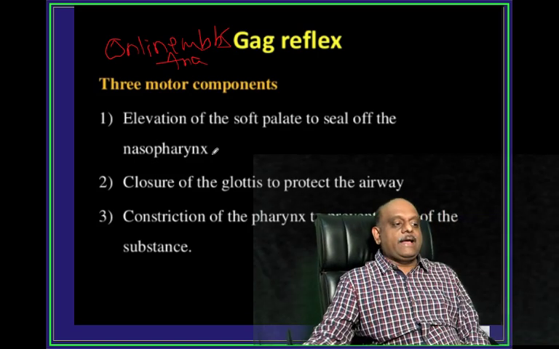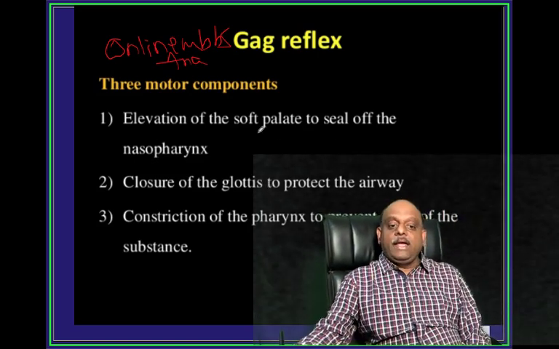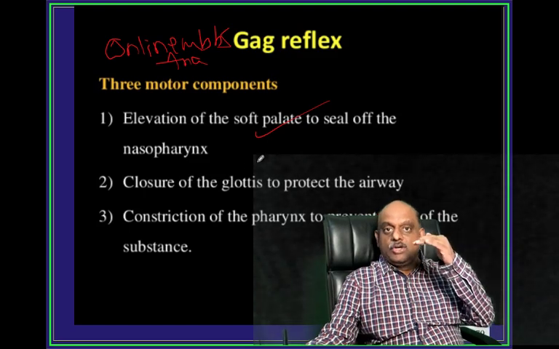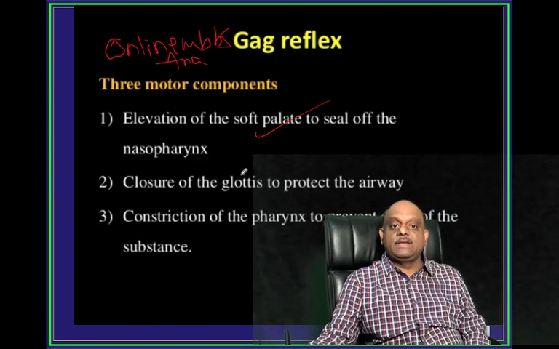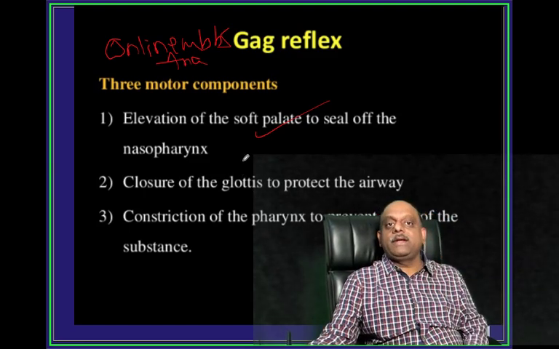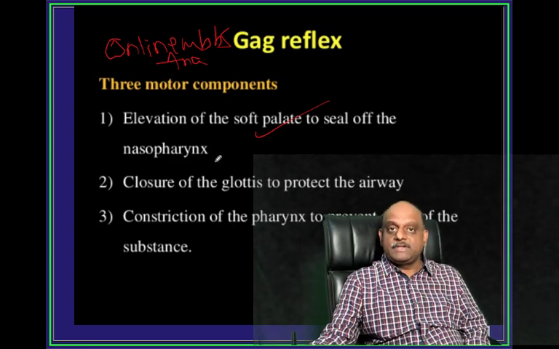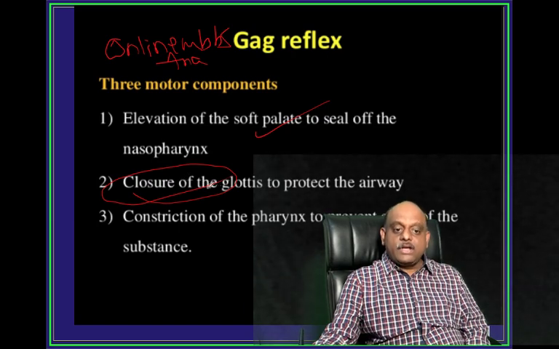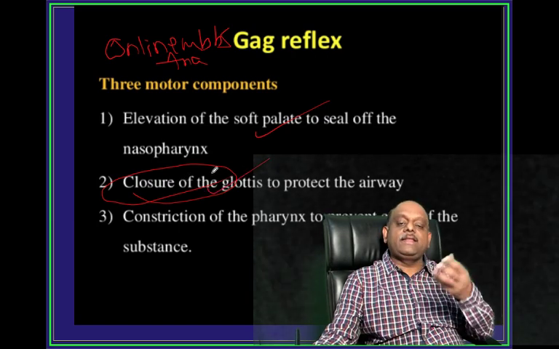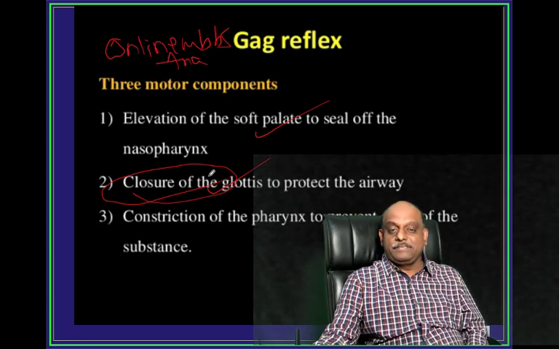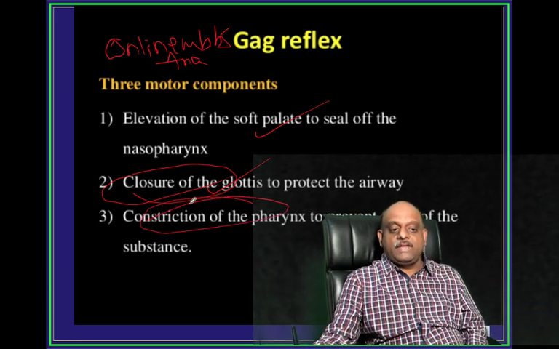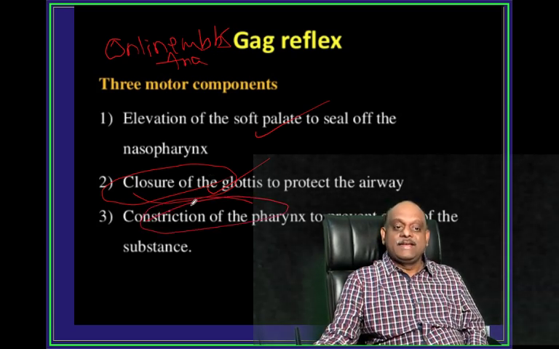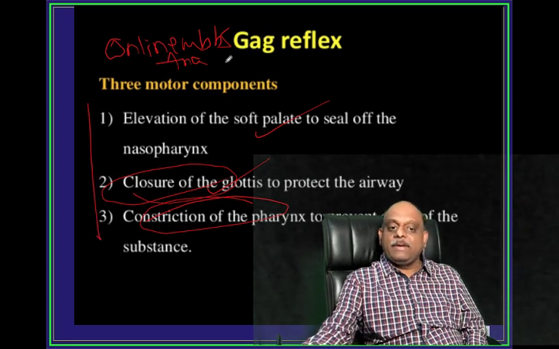Now, gag reflex. Elevation of the soft palate to seal the nasopharynx. That is the most important component of gag reflex. Also, during gag reflex, there is a closure of the glottis to protect the airway, trachea. And there is a constriction of the pharynx. So these are the three things that happen in the gag reflex.